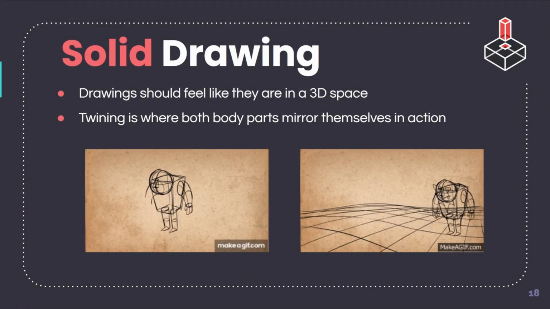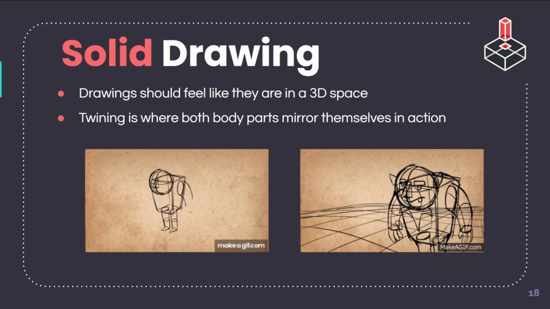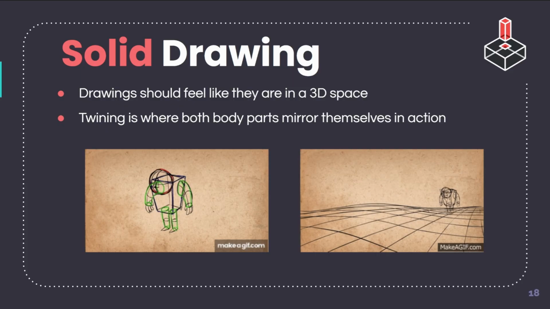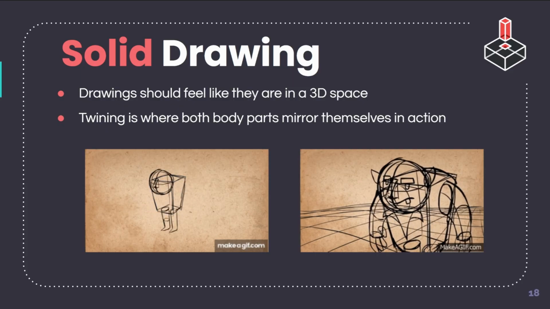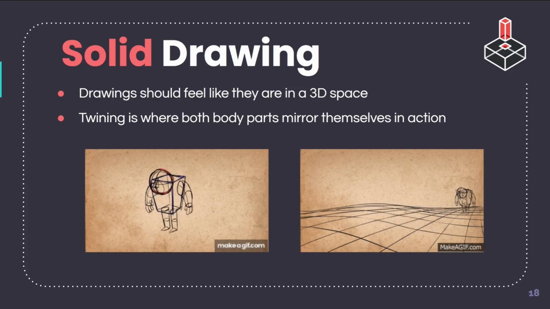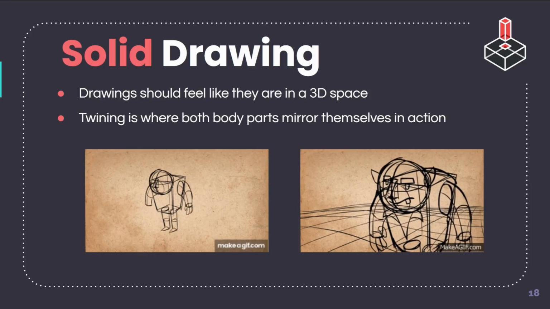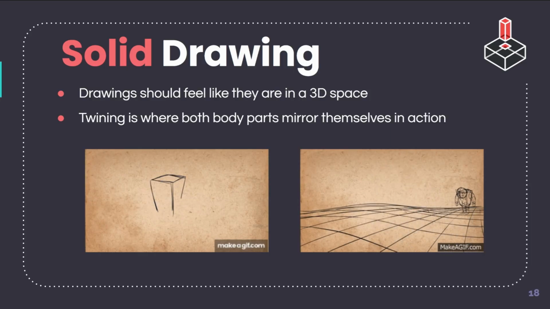Solid drawing. Solid drawing refers to the idea that drawings in a 3D space must feel like they're in a 3D space through the form, shape, weight, and space they reside in. Having a good understanding of form, shadow, and perspective is important, and this skill is developed from a lot of practice and training. This is also applied to a character's pose. You should avoid twinning, where both sides of the body are doing the exact same thing. Give the character weight in its poses and animation to show that it exists in a 3D space.